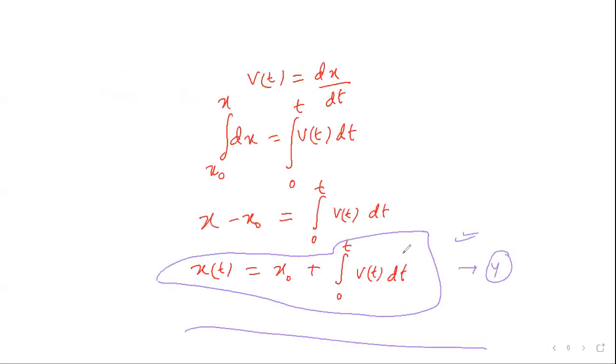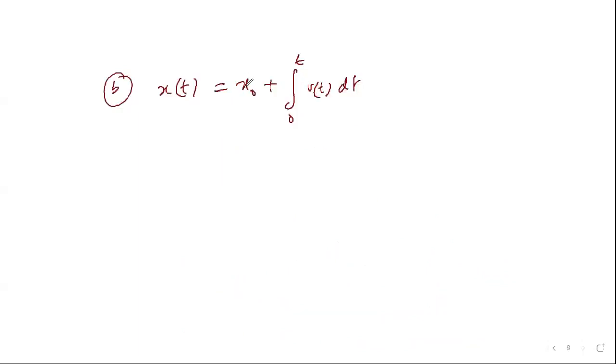We are asked to find the distance traveled by the car during this process. So we need this expression: x of t is x naught plus the integral from 0 to t of v of t dt. This one, because this is valid for time dependent force. X of t is x naught plus the integral 0 to t of v of t dt, right?